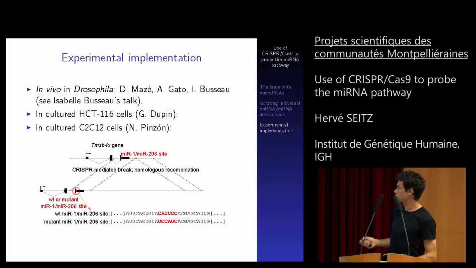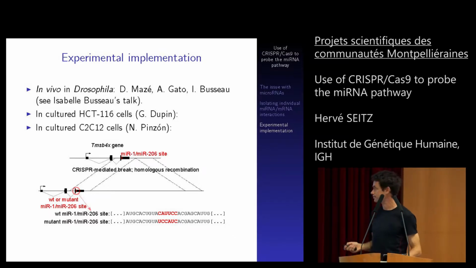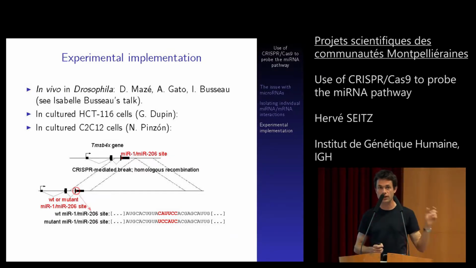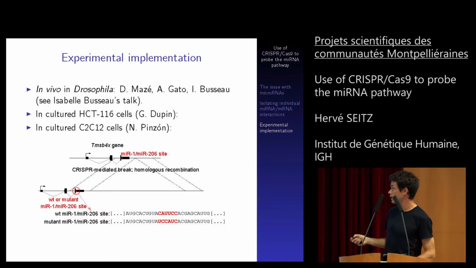Also in the lab, we've been using CRISPR-Cas9 in another cell line, C2C12. This is a murine cell line, and this was done by Natalia Pinson, who used to be a postdoc in the lab. In her case, she didn't have to mutate a microRNA gene. She had to mutate the microRNA binding site in one particular target, which is called TMSB4X. So she also used CRISPR to make the break and homologous recombination to mutate the binding site.